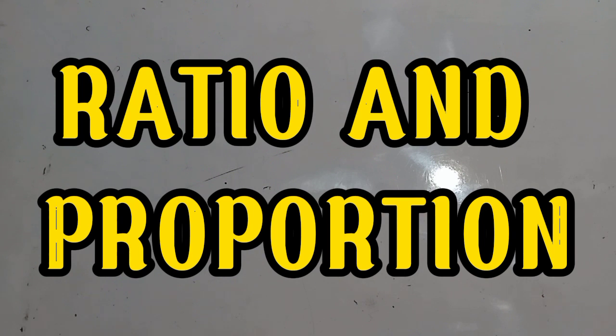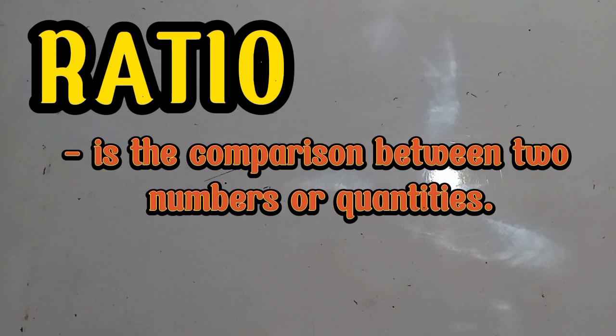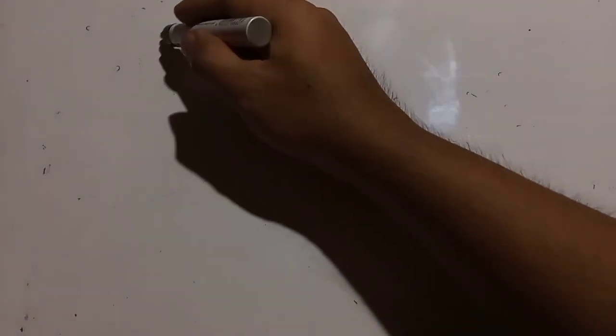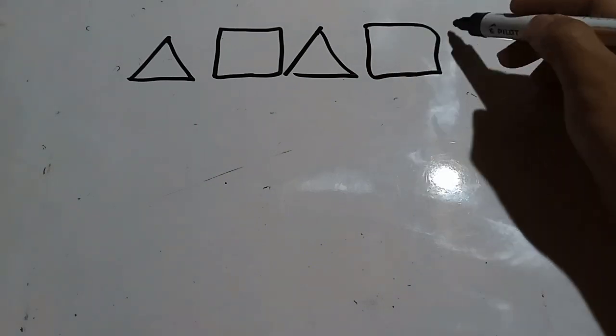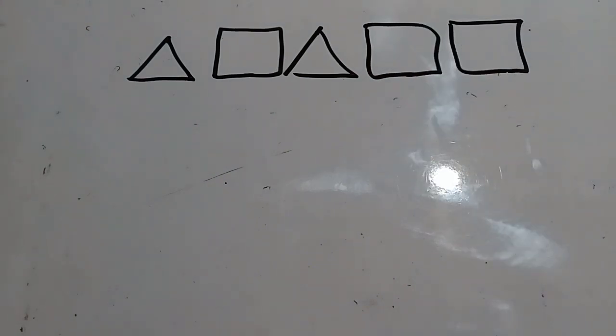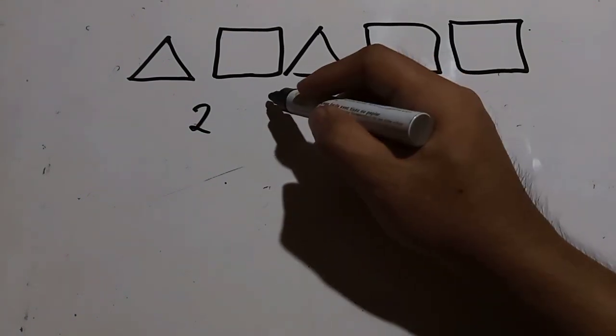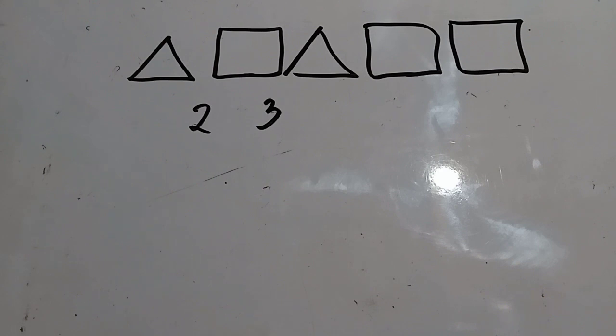Okay, let's get started. So now, ano nga ba ang ratio? So ratio is the comparison between two numbers or quantities. Nag-compare siya sa dalawang numbers or the quantities. Like for example, meron tayong triangles at saka squares. So, the ratio of triangles to squares. So, ibig sabihin, this figures, that comparison, nag-compare siya between the two numbers or the quantities. Okay, for example, how many triangles do we have? That is 2. How about the square? That is what? We have 3. So, ibig sabihin, ito ay nag-compare sa dalawang numbers or the quantities.